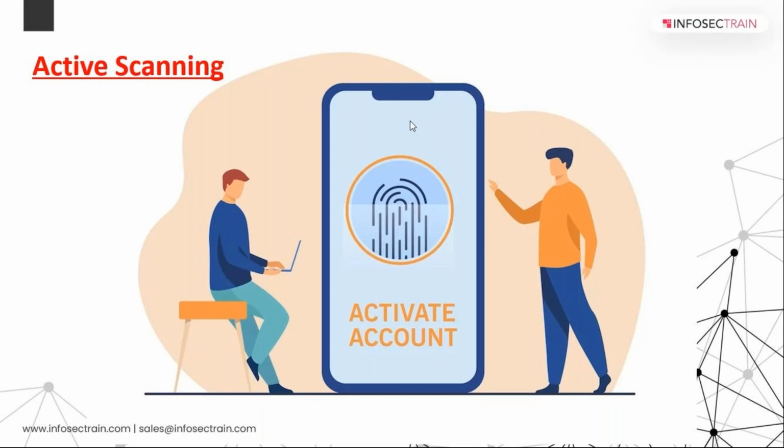So basically, there are two types of scanning. One is called active scanning and the other is called passive scanning. In active scanning, what happens is that you, the hacker, are directly interacting with the target.